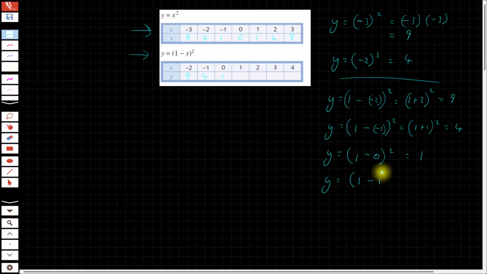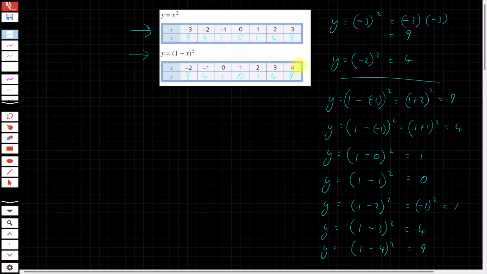1 take away 1 all squared. 1 take away 1 is 0. 0 squared is 0. 1 take away 2 all squared. 1 take away 2 is -1 all squared. -1 times -1 is, because we're timesing two negatives together, we get a positive, so it's just 1 times 1, which is equal to 1. 1 take away 3 is -2. -2 squared is a positive answer, so that's 4. 1 take away 4 is -3. -3 squared is 3 times 3 is 9.